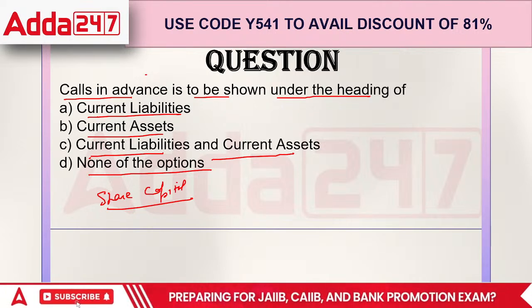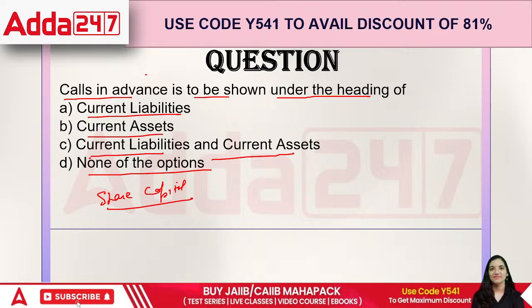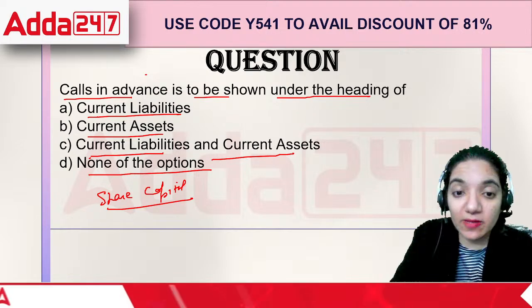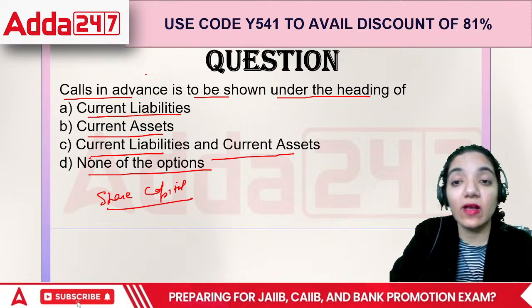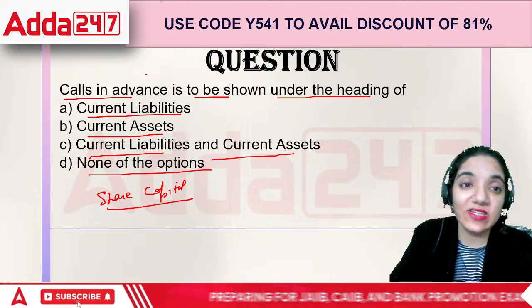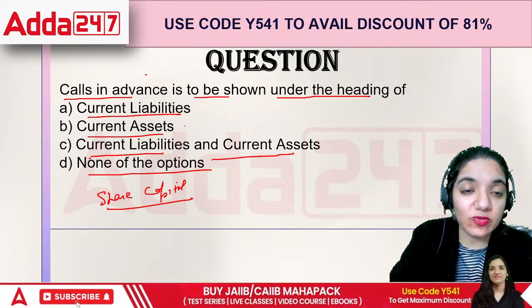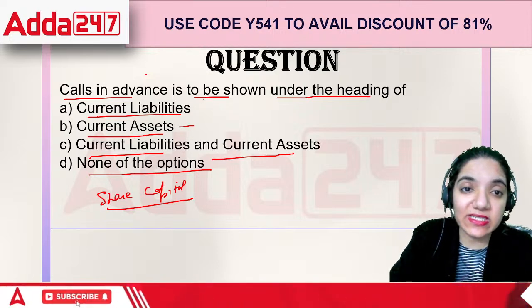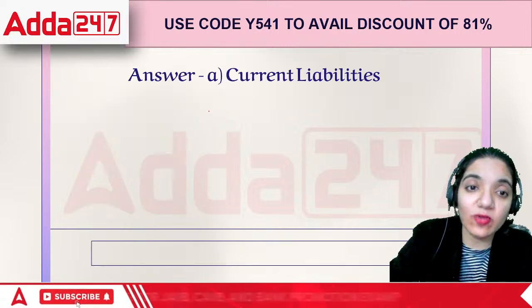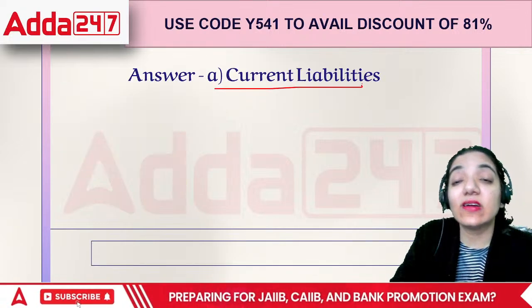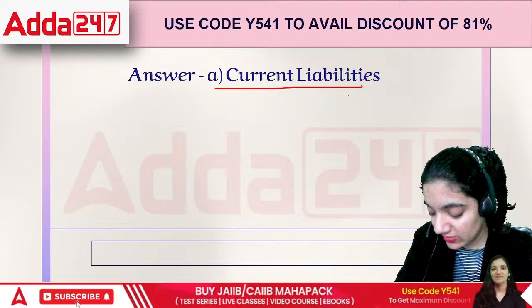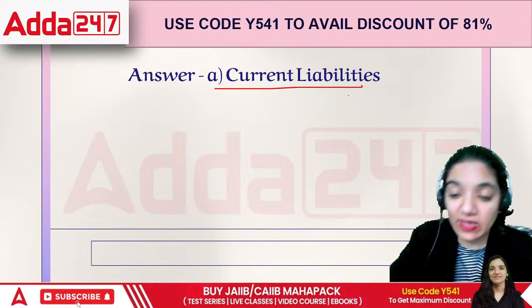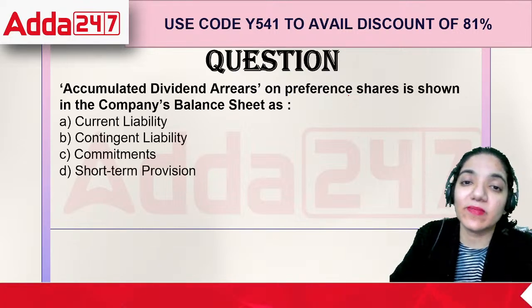So the correct answer in this question would be that calls in advance would be shown under the heading of, it's basically a liability. People are paying in advance, so we are bound to respond to them, isn't it? So when we talk about the calls in advance, it would be a current liability because we are going to give them that particular share later on. Not today, but yes, we'll be giving that share to them in the upcoming period.